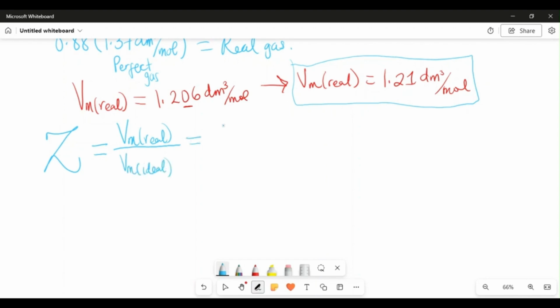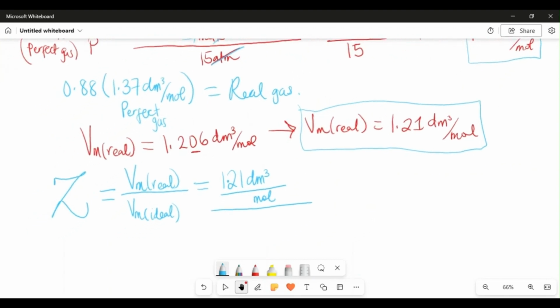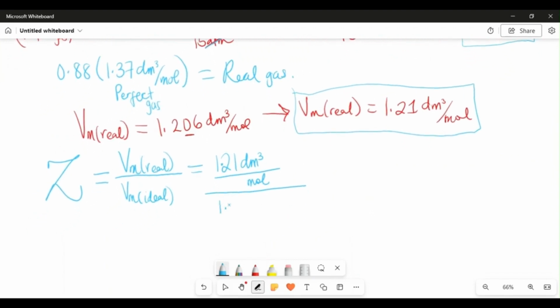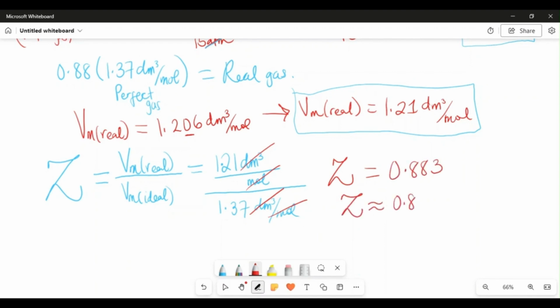So you end up with 1.21 dm cubed divided by mole, divided by the value for the ideal, which is just 1.37 dm cubed per mole. So you cancel out dm cubed, cancel out mole. So you end up with Z equals 1.21 divided by 1.37. You put that on your calculator to get 0.883. So I'm going to do this in 2-sig-fix, which is going to be approximately 0.88. You can see that this is the answer to the value of the compression factor.